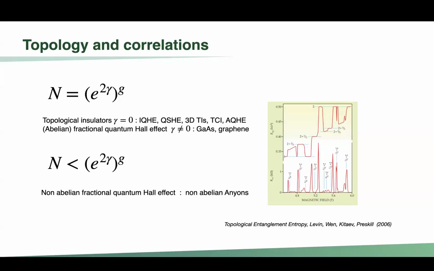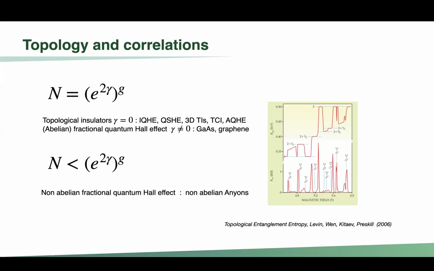And when this equation is fulfilled and we have more than one ground state, for gamma different from 0, we also find interesting phenomena like the abelian fractional quantum Hall effect that has been measured in gallium arsenide and graphene, for example. But there is another regime when n is smaller than this quantity, and in this case we have the non-abelian fractional quantum Hall effect and non-abelian anyons that are very useful for universal quantum computers.